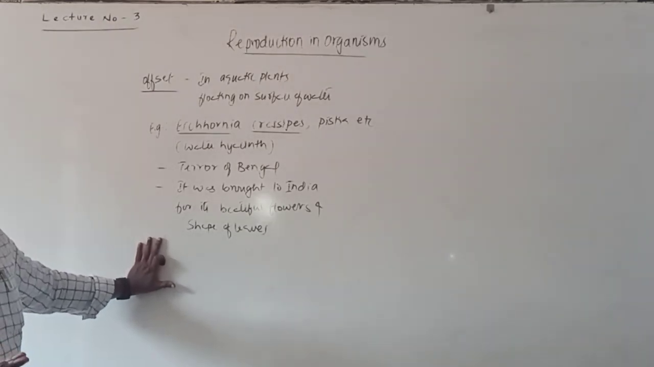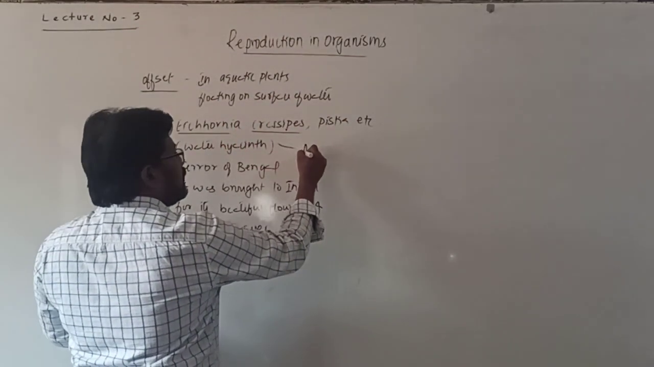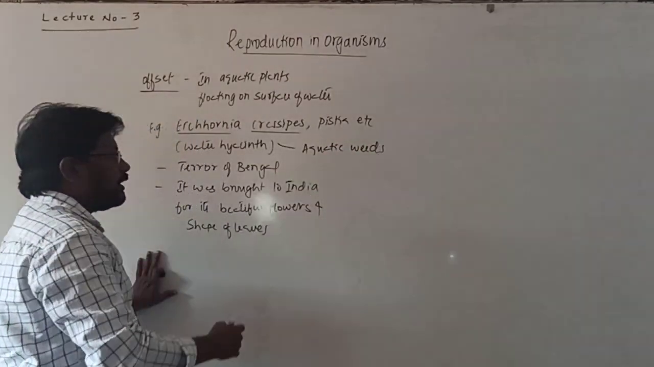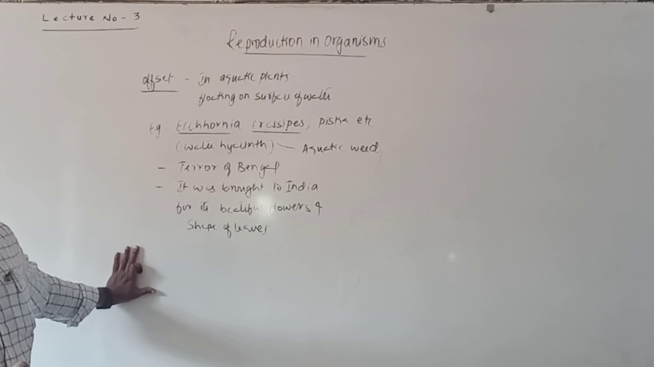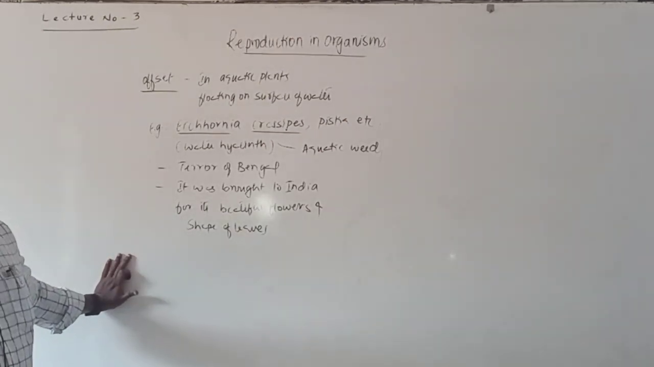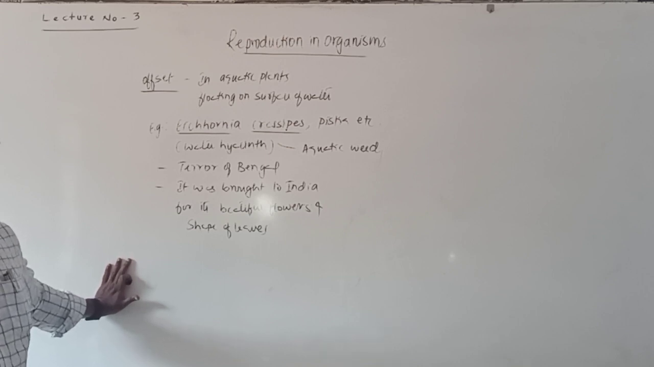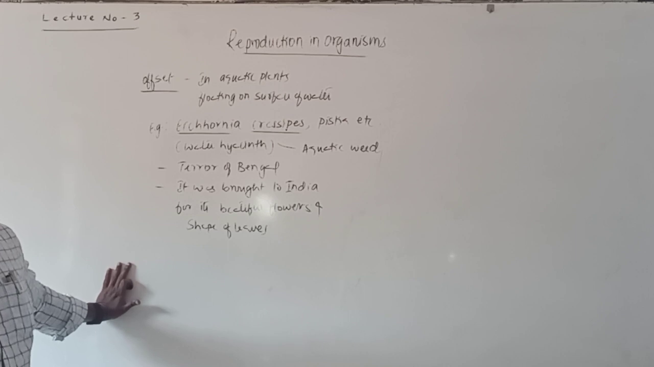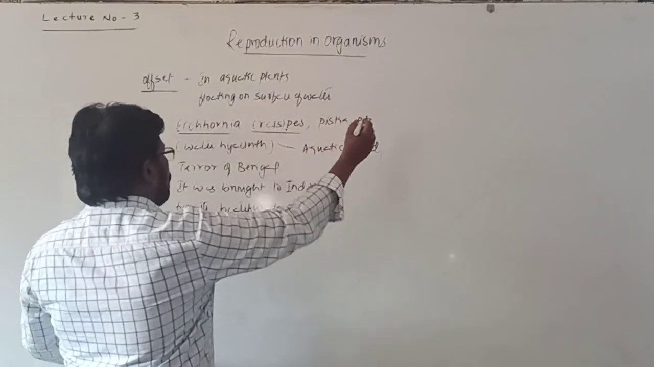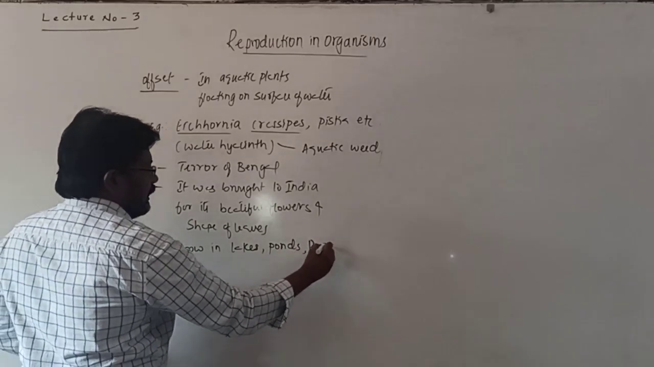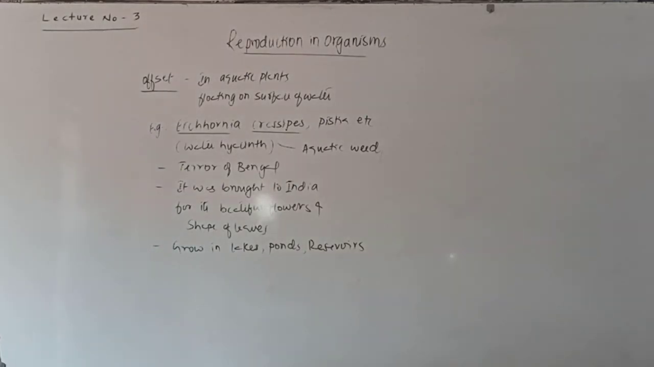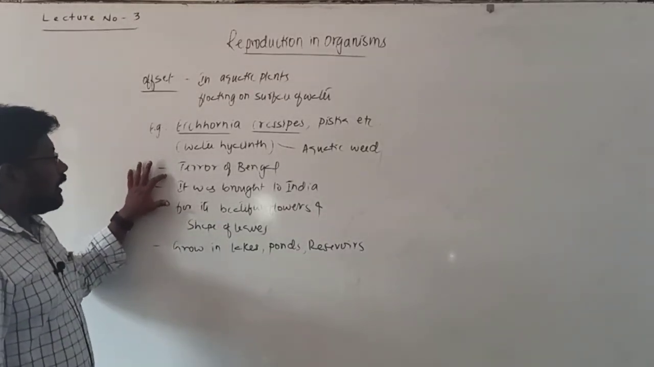And what happened is, as it's an aquatic weed, this water hyacinth started to grow very fast, as it has a very fast way of reproducing through this asexual method, that is, by producing these offsets. In a very short period of time it started to occupy almost all the aquatic bodies, especially standing or stagnant waters which don't show any flow, not rivers. They mostly grow in lakes, ponds and reservoirs. So it occupies most of the ponds and lakes throughout India, and that is why it is called the terror of Bengal.